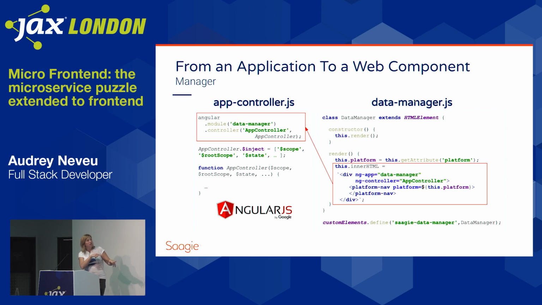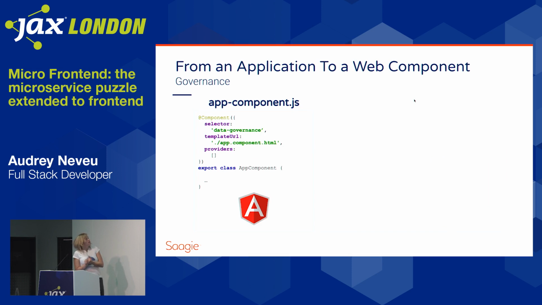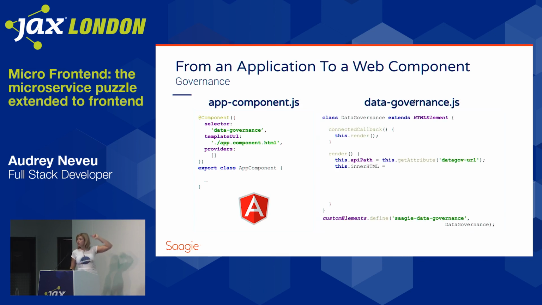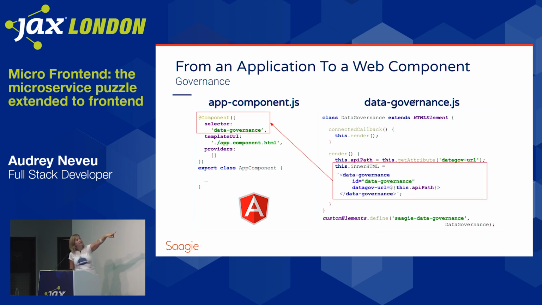In this case, as we need to pass information to one of its subdirectives, we're just going to declare it too, and that's pretty much all of it. We simply declare our element to the custom registry, and we're done. With the Angular application, the data governance one, it's even much simpler because you can simply take the top component from your application. So in our case, it's the data governance one, and directly declare it in the inner HTML of your component. So very straightforward.